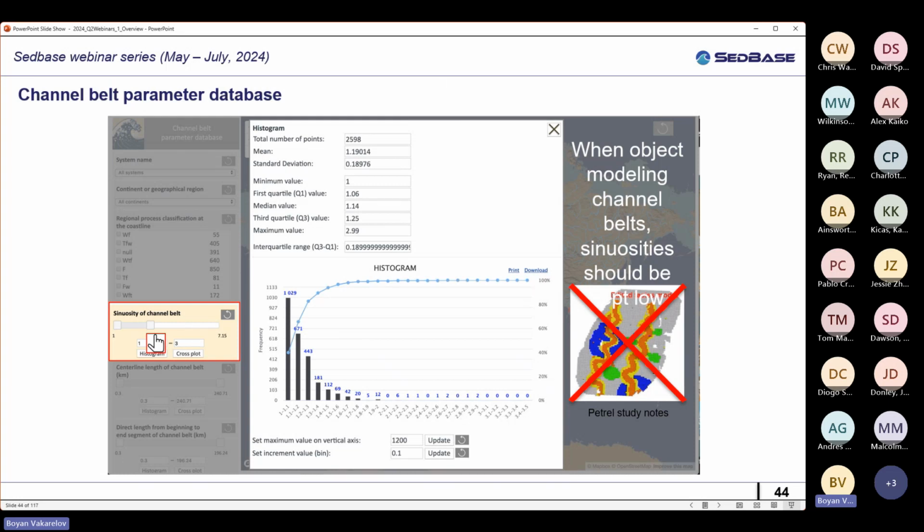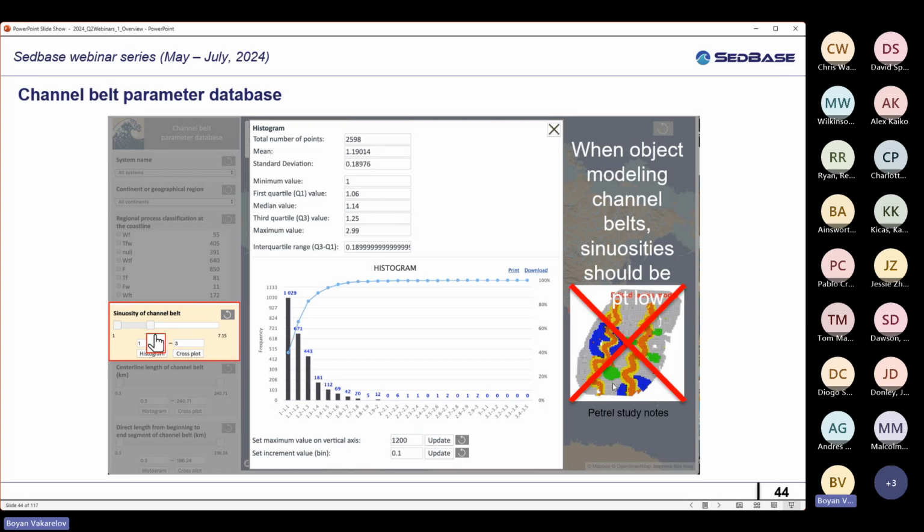And one thing that is quite interesting in this entire data set is that you can see that most of the channel belts in the database are fairly straight. We can see the distribution of sinuosity, so you can see that the vast majority of these are close to 1. So channel belts tend to be straight features for the most part. Now they can be sinuous as well, but they almost never look like this.